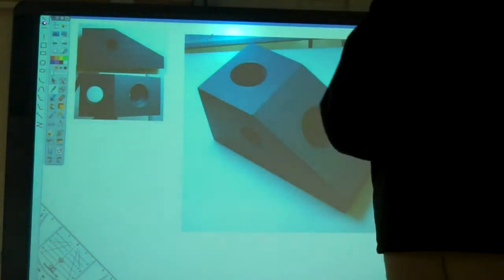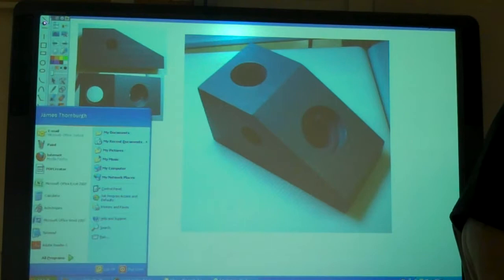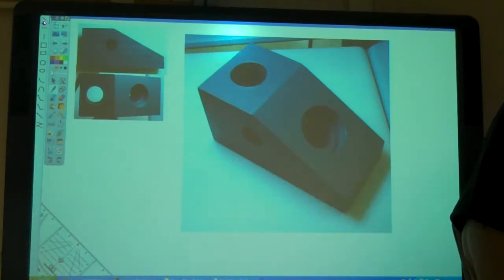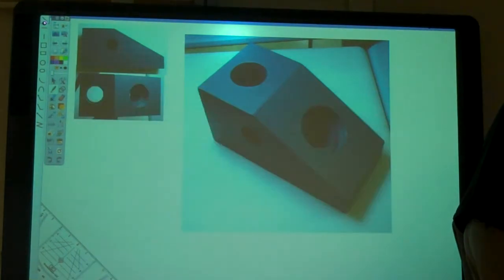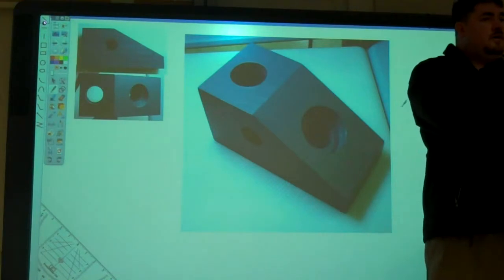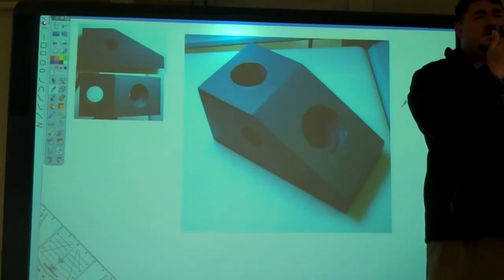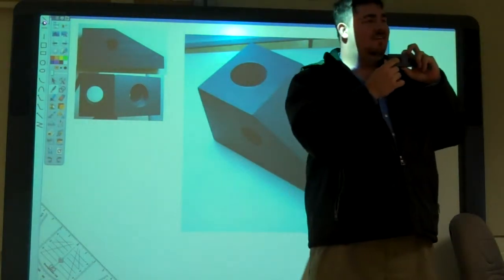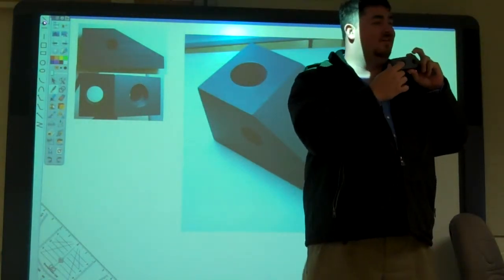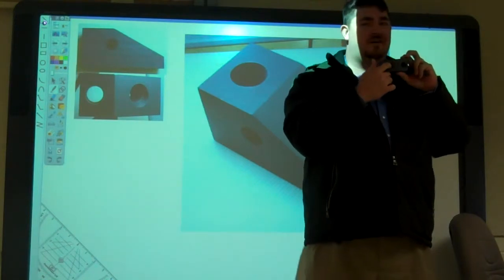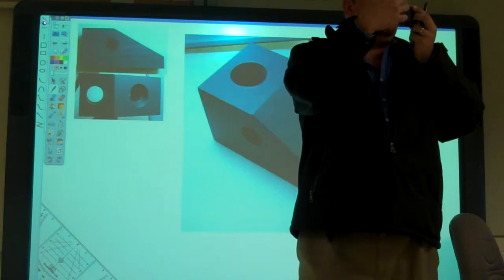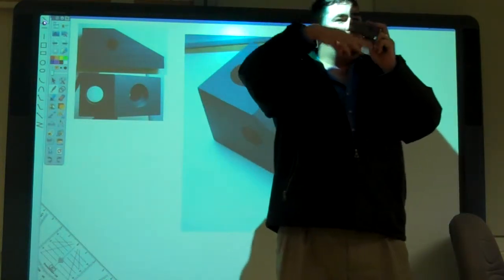So what do you notice is different about this part than anything we've done so far? Different size holes? Part of it. I've got two holes inside of each other, right? What's that called? It's called a countersink, right? So you can have the head of a bolt lower.